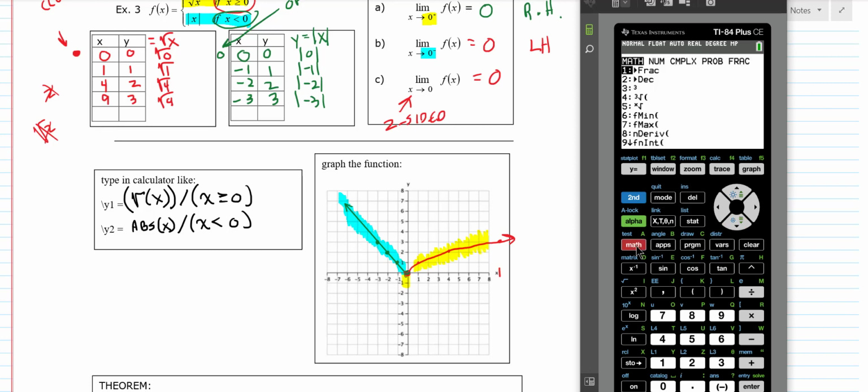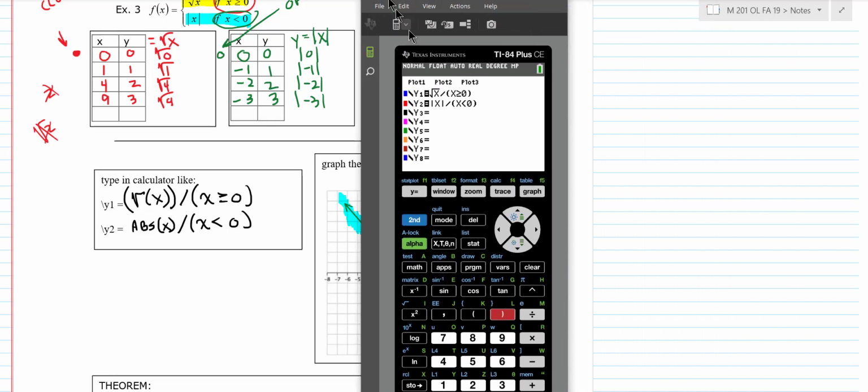Okay, put in ABS. Now ABS is here. You've got to go math, number. Okay, ABS. So again, it's math, number, then ABS. Put in absolute value of x, divide, and then put in the condition. Parenthesis, x, test, and this one is less than, so it's number 5, so less than 0. Okay, and that's it.